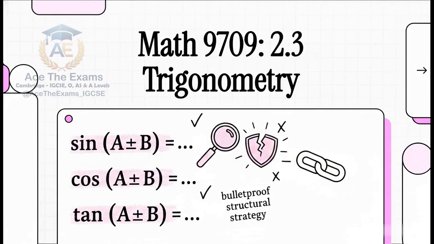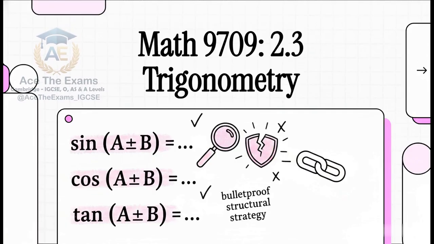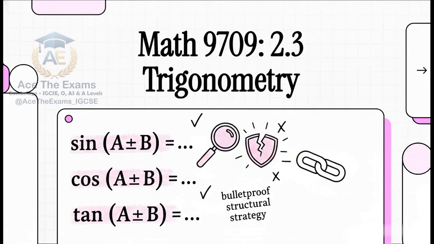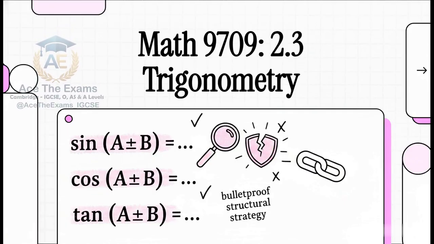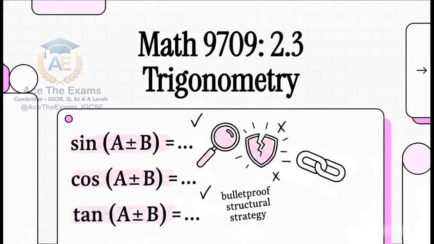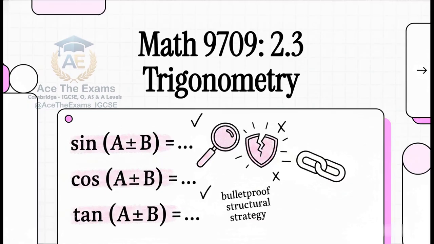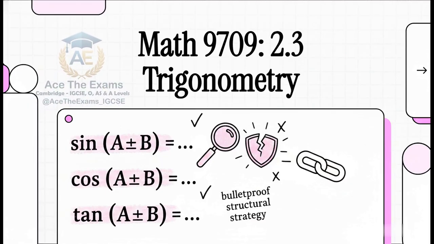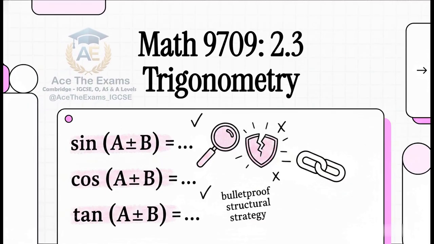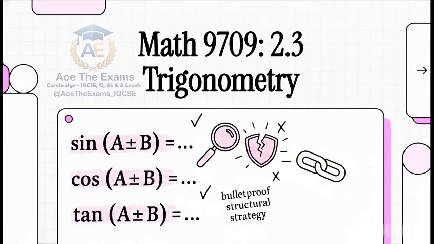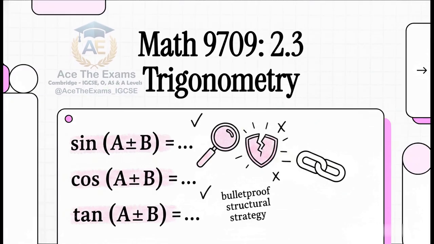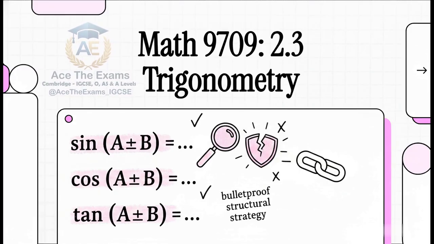I am your lead tester, and today we are running a full, high-stakes diagnostic on the Cambridge Mathematics AS and A-level syllabus, specifically locking our targeting sensors onto the notoriously tricky 9709 Section 2.3 Trigonometry compound angle formula. We are talking about the heavy hitters today: sine A plus or minus B, cosine A plus or minus B, and tangent A plus or minus B.